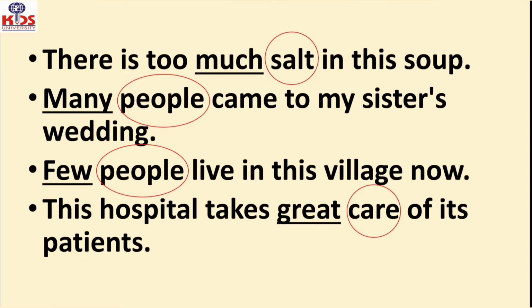Few people live in this village now. The underlined word few is used as an adjective and it is describing the noun people. This hospital takes great care of its patients. The underlined word great is an adjective here and it is describing the circled noun care. Care is a noun and great is the adjective which is describing it. The words much, many, few, great are adjectives here and they are describing the nouns salt, people, and care.